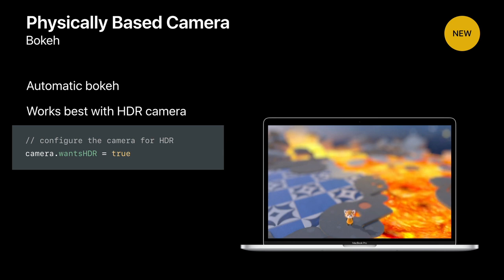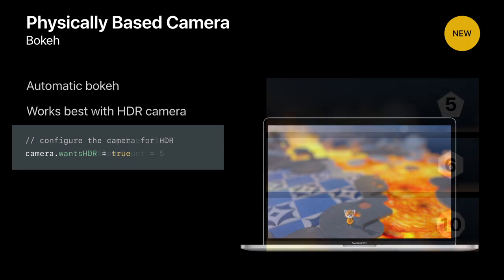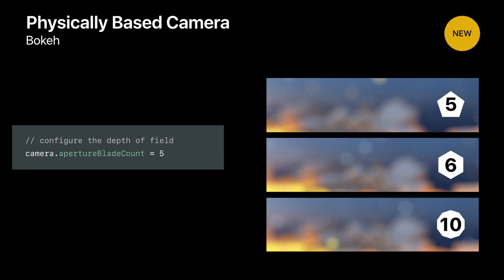Bokeh appear on bright objects that are out of focus, and because they are generated by pixels with a very high intensity, this feature works best if you render your scene with an HDR camera. And to configure this, just set the wantsHDR property to true on SCNCamera. Then, the shape of the bokeh depends on the number of blades of the aperture, and you can also configure that on SCNCamera. Here are a few examples with a different value for this property.